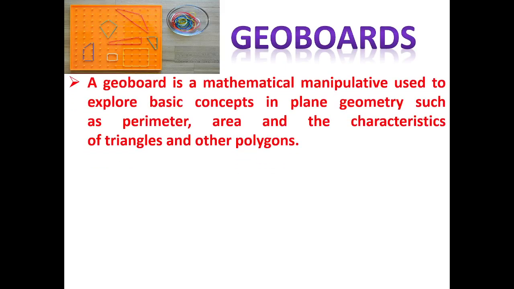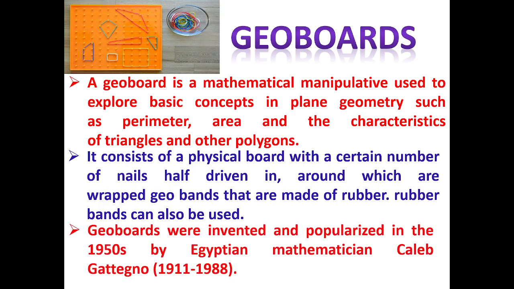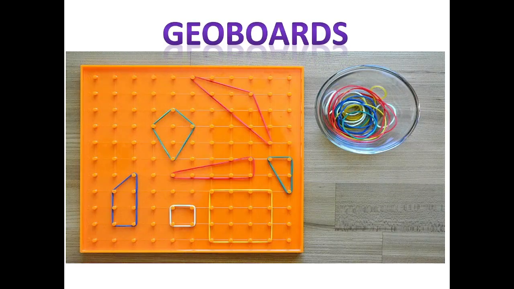GeoGebra started from the idea of the geoboard. It's a mathematical manipulative used to explore basic concepts in plane geometry, such as perimeter, area, and the characteristics of triangles and other polygons. It consists of a physical board with a certain number of nails around which geobands made of rubber are wrapped. Rubber bands can also be used. It was invented in 1950. I'm showing a geoboard to you.